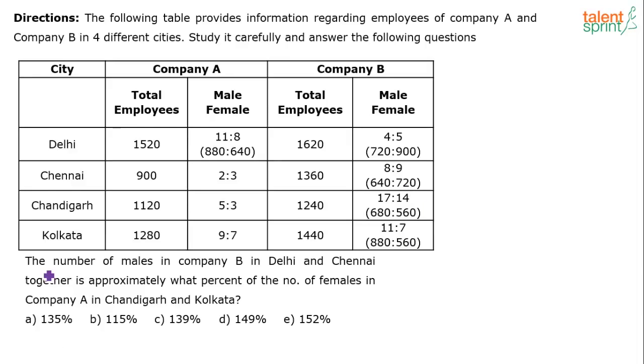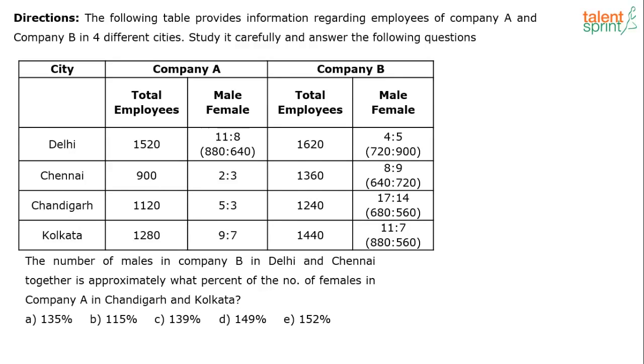Now here's the next one. The number of males in company B in Delhi and Chennai together is approximately what percentage of the number of females in company A in Chandigarh and Kolkata? So this is a percentage based question. Look at it: X is what percent of Y? X by Y into 100. X in our case is males of company B in Delhi and Chennai. Y is females of company A in Chandigarh and Kolkata. I leave you with this for about 45 seconds. Your clock starts now.